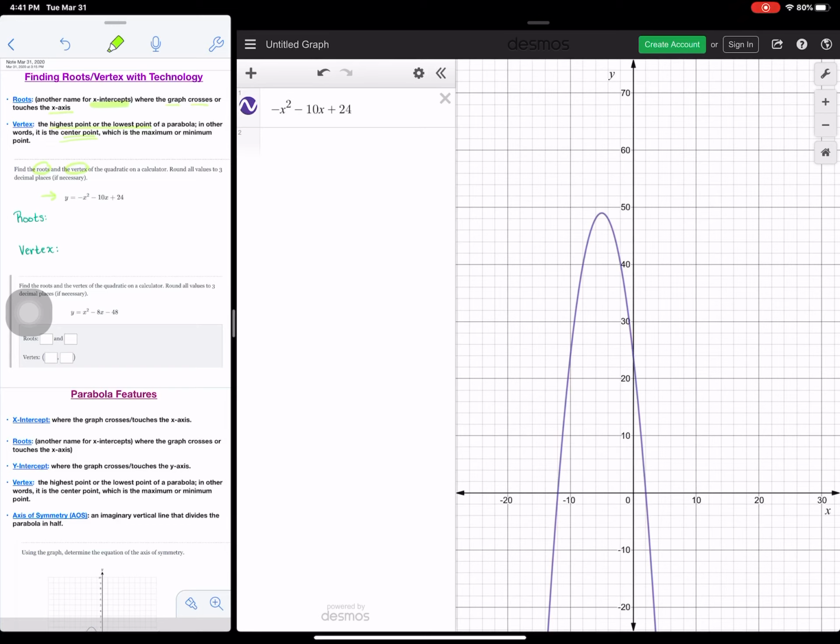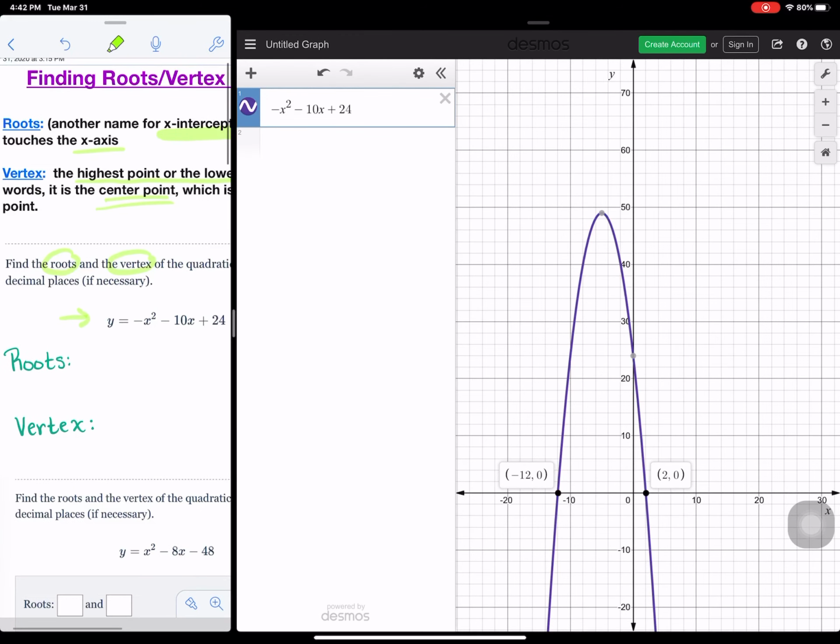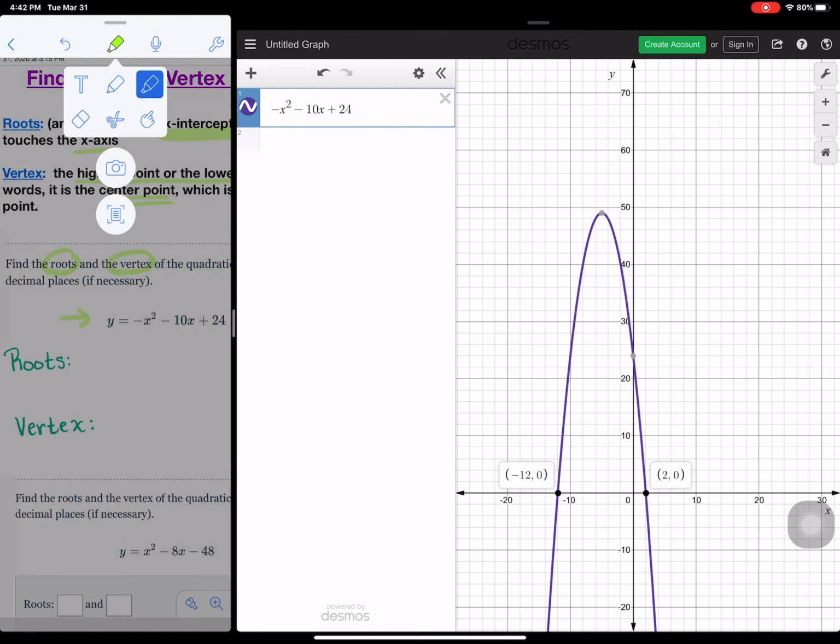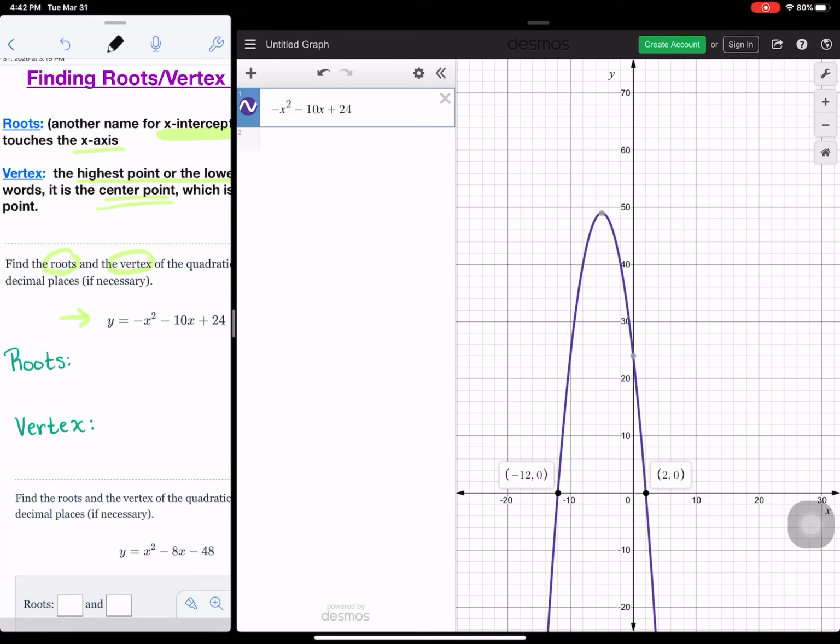Now I notice for this graph, it crosses the x-axis in two locations. I'm going to tap on the first location. It is at negative 12, and it is at 2. So I'm going to go back, and I'm going to write negative 12 and 2.